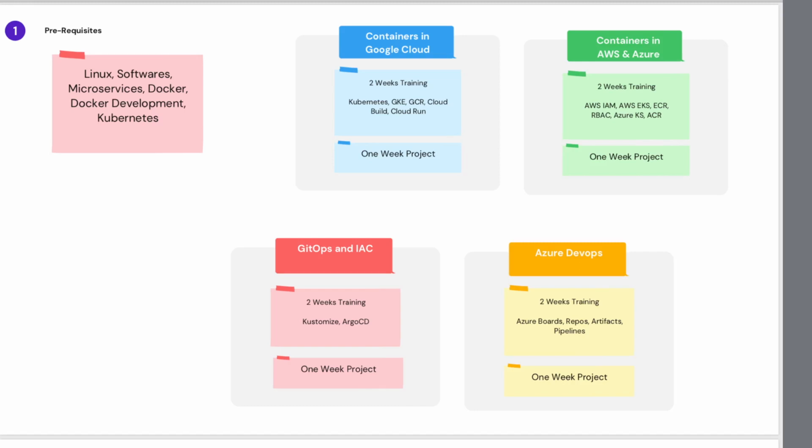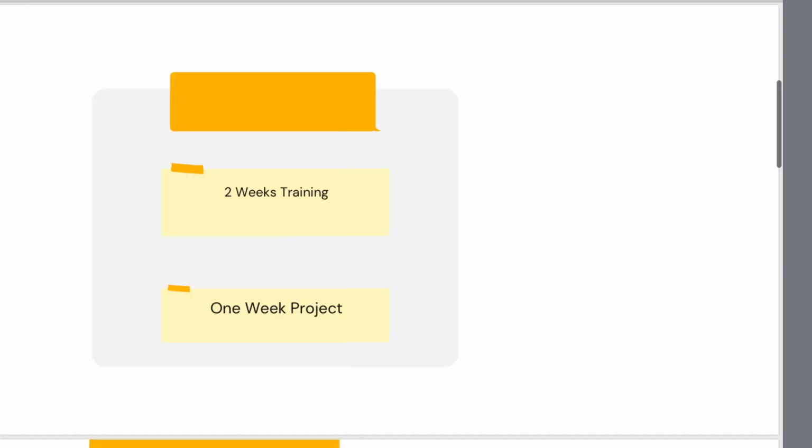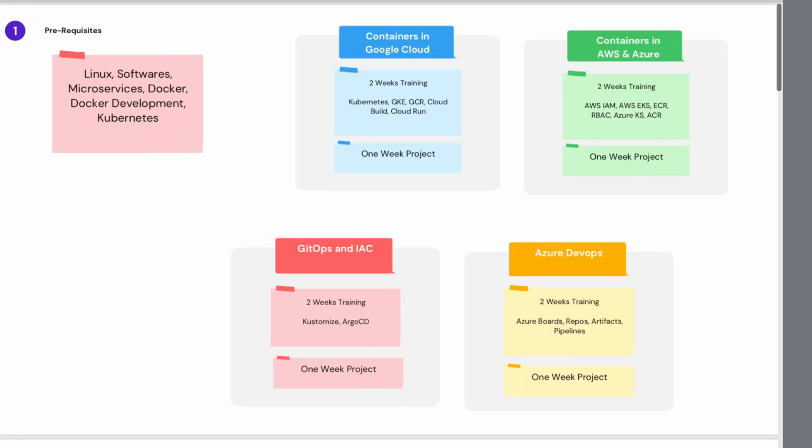And actually, there is one more surprise also. For every training, like I said, it's 2 weeks of training and 1 week project. This is the pattern. Every training will take 3 weeks. So we have a total of 4 courses, 4 by 3, it's 12 weeks for completing the advanced training. The prerequisites will take about 1.5 weeks. So it's about 13.5 weeks that we are going to take to complete this program.